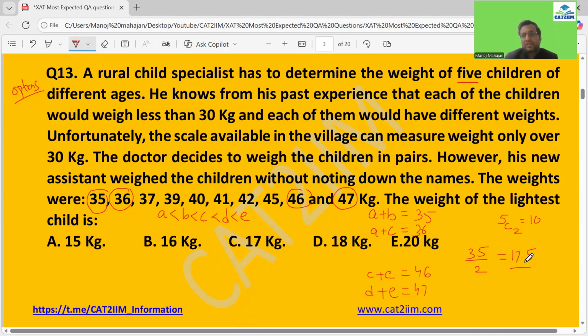17.5. So one thing is very sure, that A has to be less than 17.5 and B has to be more than 17.5. Can we rule out option D and option E? Yes, we can do that. Now we are left with three choices. So you have to pick the choice over here.